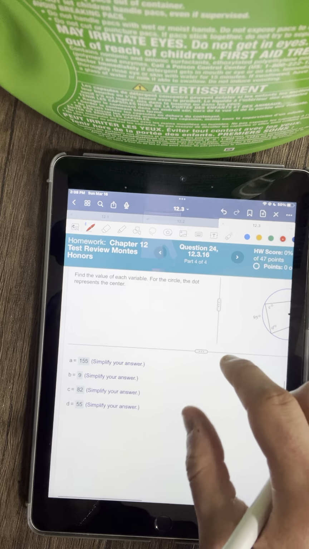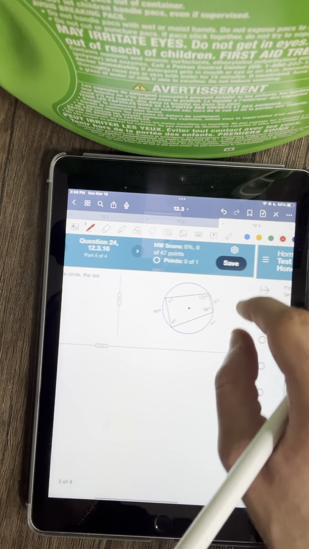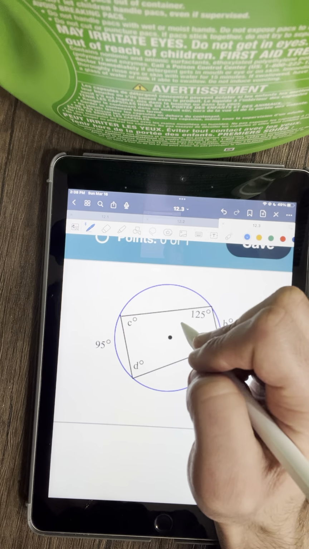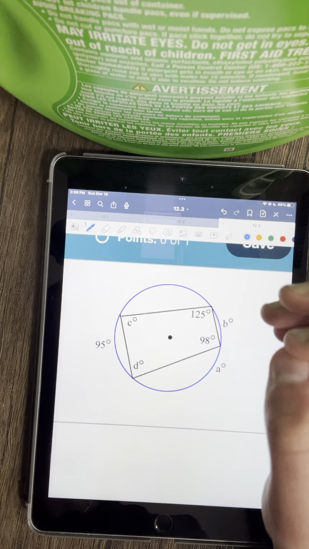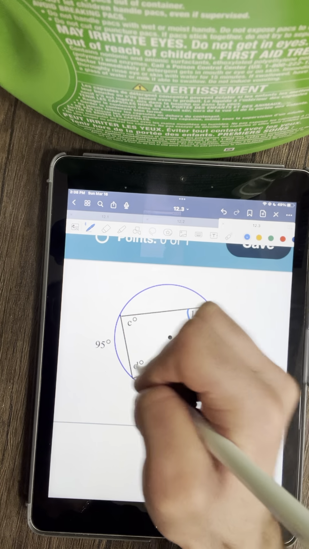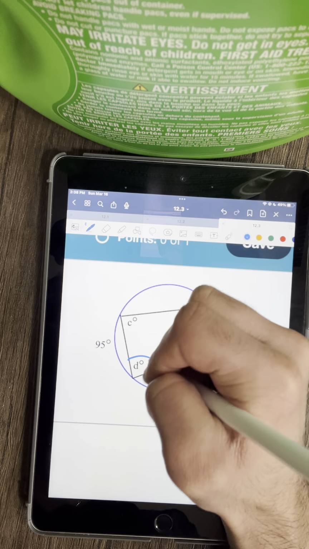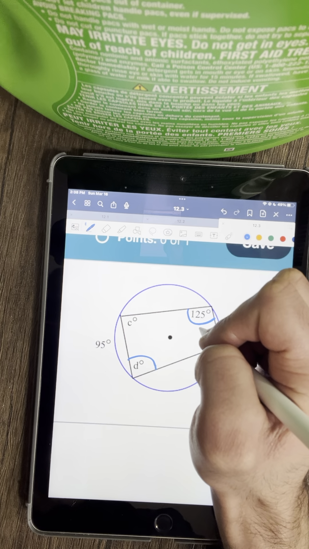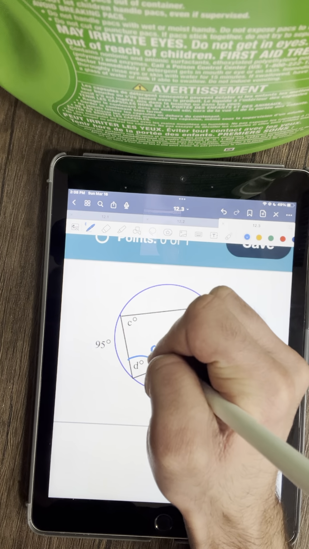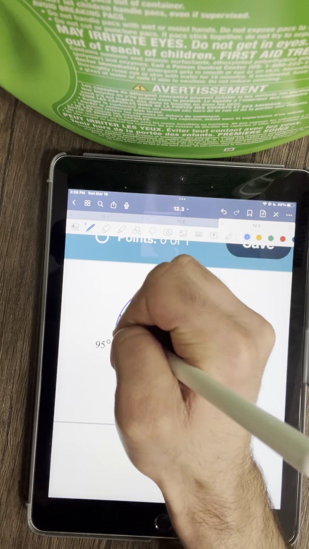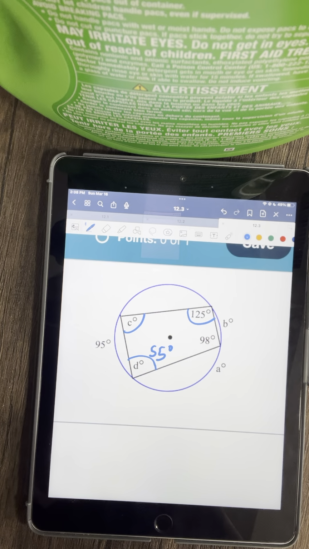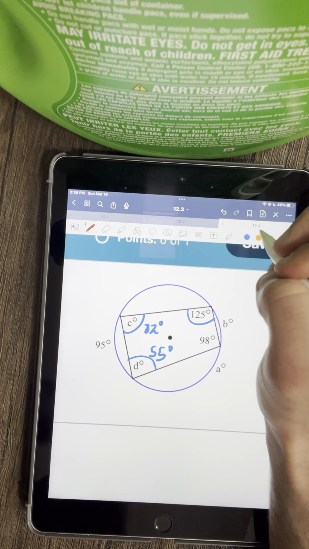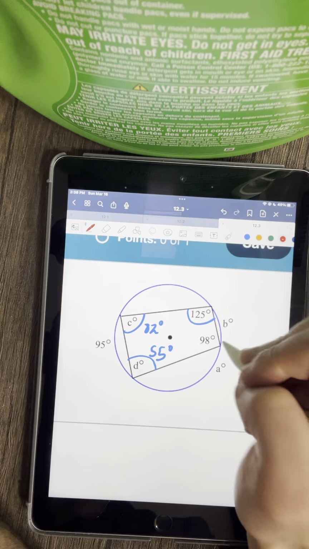Okay, so find the value of each variable for the circle. Well, I know this is an inscribed quadrilateral. And inscribed quadrilaterals have opposite angles that are supplementary. So D, I could find pretty easily. What's 180 minus 125? That is 55, right? 55. And C would be 82, correct? 82.